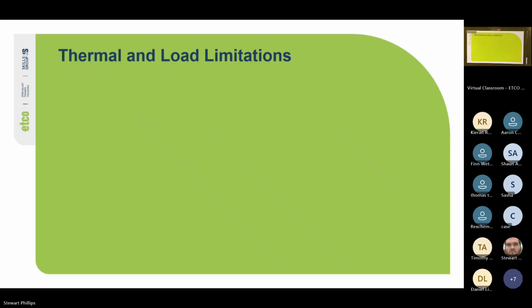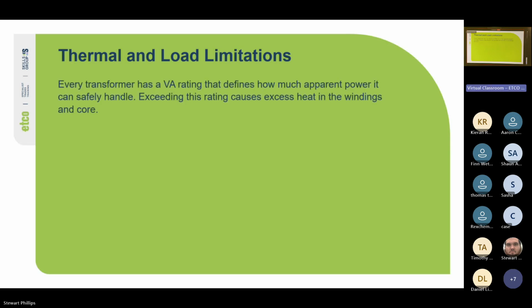So first, we have our thermal and load limitations. Think of your transformer like a radiator. It can only get so hot before something starts to fail. Even a small overload might seem harmless short term, but the temperature rise can quietly destroy the insulation over time. Every transformer has a VA rating that defines how much apparent power it can safely handle. Exceeding this rating causes excess heat in the windings and the core.